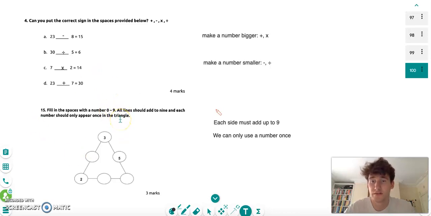Now let's move on to question 15. This was the last question on the paper which I selected, so it's one of the hardest and one of the questions which differentiates between which students get accepted and which don't. So it's really important to know how to do these types of questions. Let's have a look at it. It's asking the student to fill in the spaces with the numbers 0 to 9. All lines should add to 9 and each number should only appear once in the triangle.